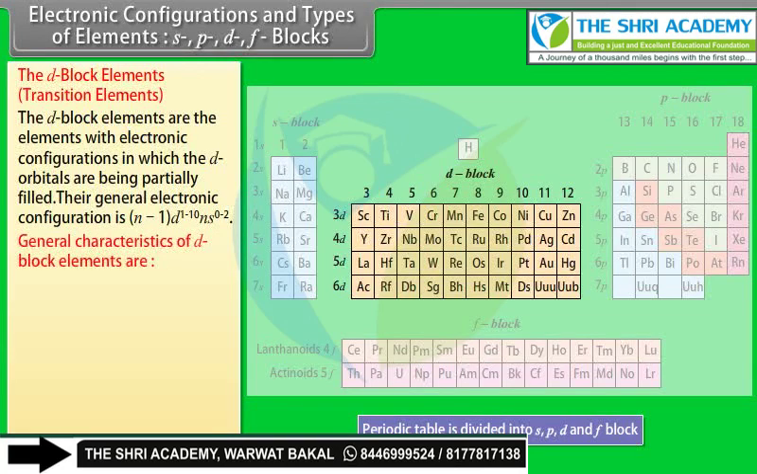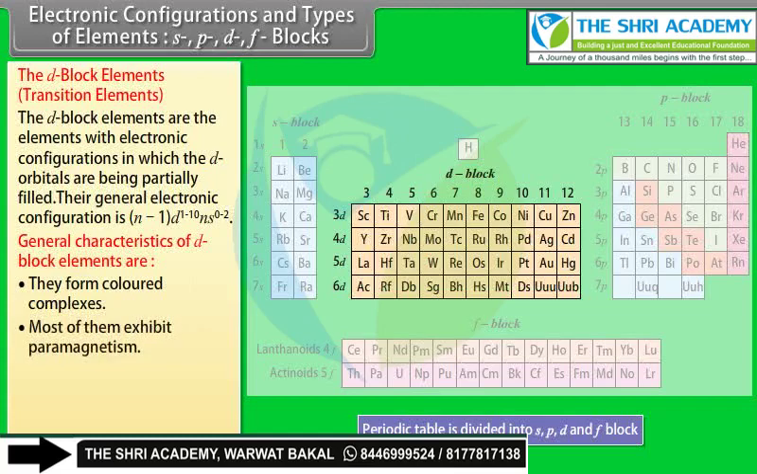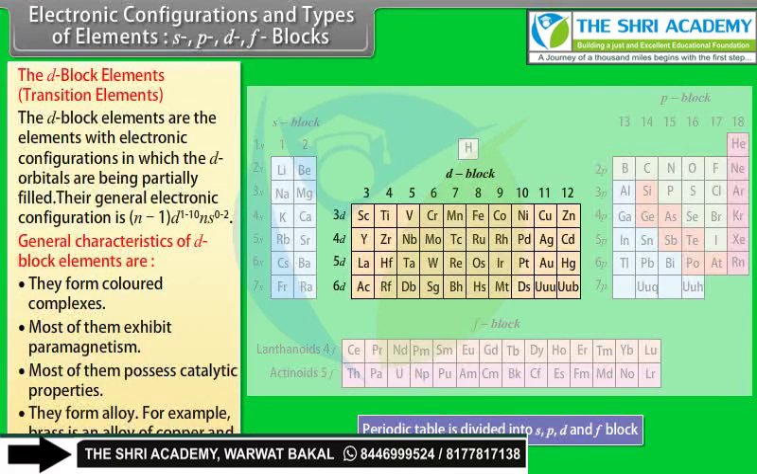General characteristics of D block elements are: They form colored complexes. Most of them exhibit paramagnetism. Most of them possess catalytic properties. They form alloys. For example, brass is an alloy of copper and zinc.